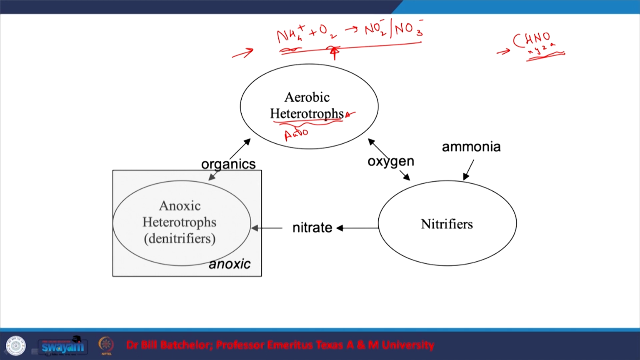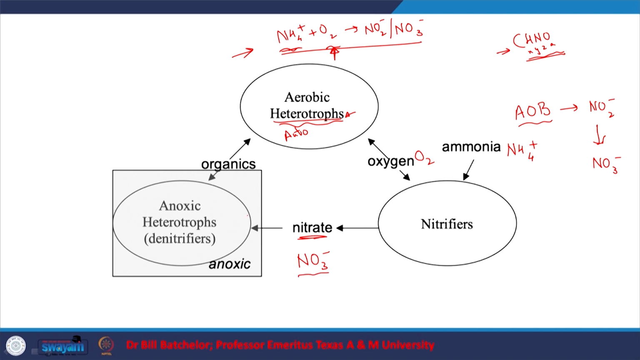We have two kinds: ammonia oxidizing bacteria and nitrite oxidizing bacteria. Ammonia oxidizing bacteria take it to NO2 minus, and the other kind, nitrite oxidizing bacteria, take it to NO3 minus. These are the nitrifiers, taking in oxygen and ammonia, and finally the end product is nitrate. So NH4 plus and oxygen are taken, and these aerobic autotrophs oxidize it to NO3 minus.